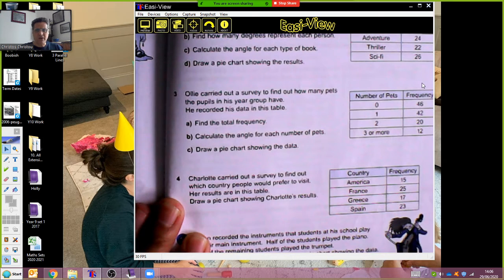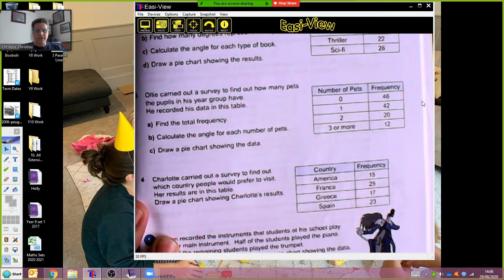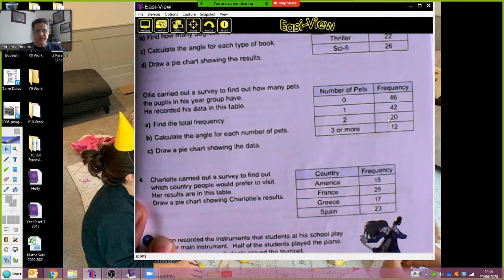So here we go. So Ollie's going to carry out a survey to find out how many pets the pupils in his year have. So no pets, 46 kids, no pets at all. 42 kids a pet, 20 kids 2 pets, 12 kids got 3 or more pets. Fine, okay, great. And they're guiding you through it. Find the total frequency. I did that, it comes up to 120. Calculate the angle for each number of pets.